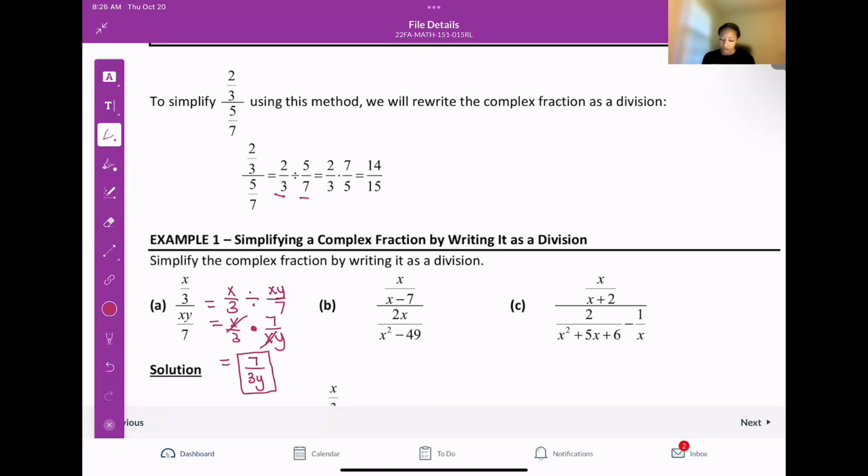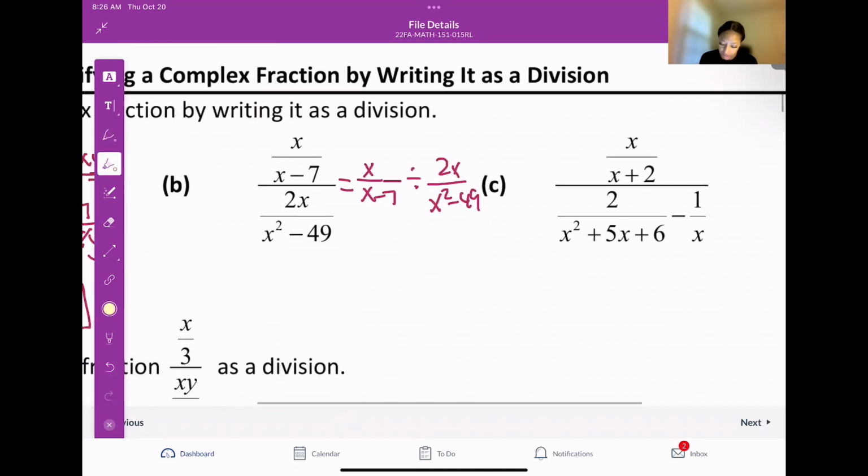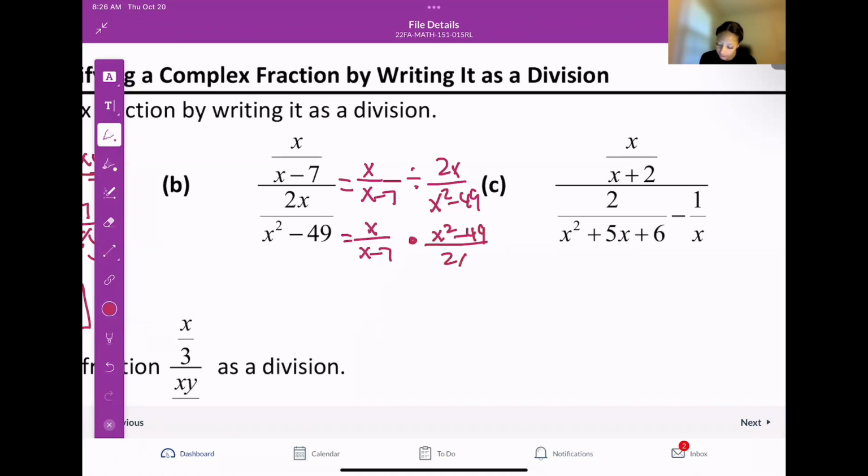That's it. Part B, this is the one I rewrote earlier: 7x over x minus 7 over 2x over x squared minus 49. If we write it as x over x minus 7 divided by 2x over x squared minus 49, then we can do keep, change, flip. It's x over x minus 7 times x squared minus 49 over 2x.